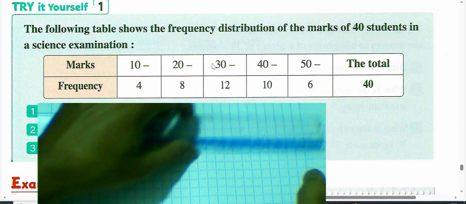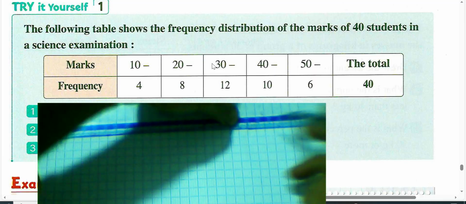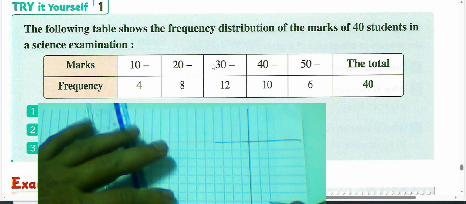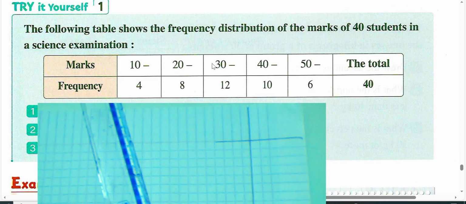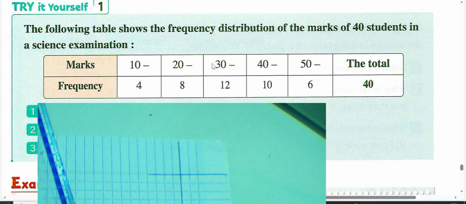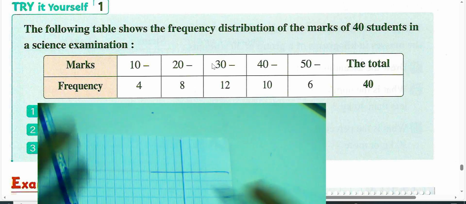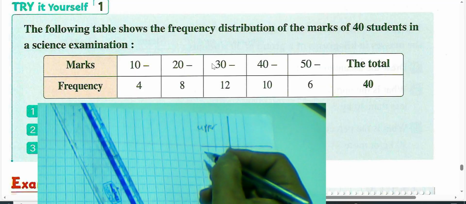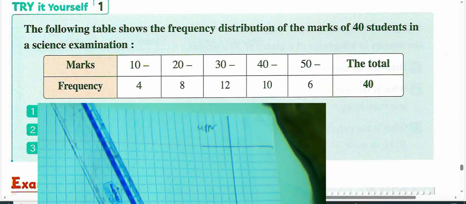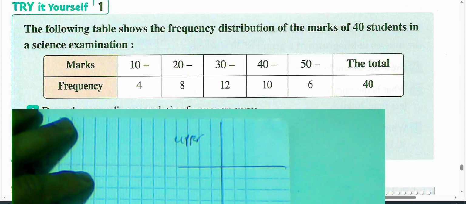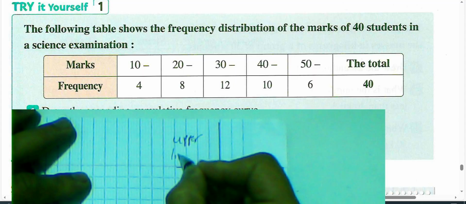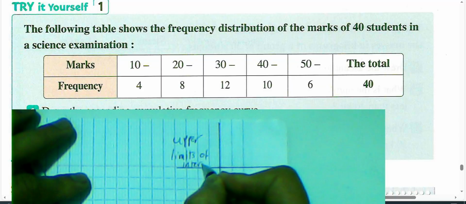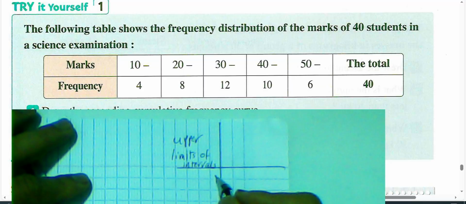I will draw the table, like this, containing two vertical columns, and write at the left hand side upper limits of intervals. Look with me right here. Write with me: upper limits of intervals, and ascending cumulative frequency.